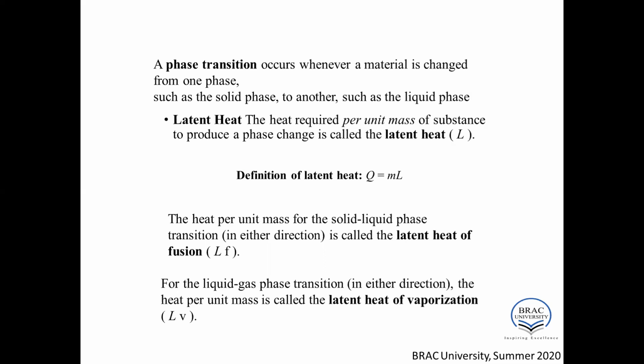According to the definition of latent heat, Q is equal to mL. Then we can say the latent heat L is equal to Q by m, and the required heat or energy Q is equal to mL. The heat per unit mass for the solid-liquid phase transition is called the latent heat of fusion. For the liquid-gas phase transition in either direction, gas to liquid or liquid to gas, the heat per unit mass is called the latent heat of vaporization.